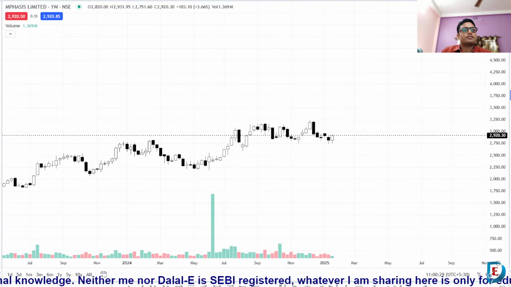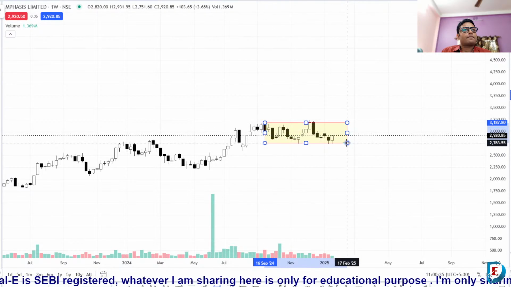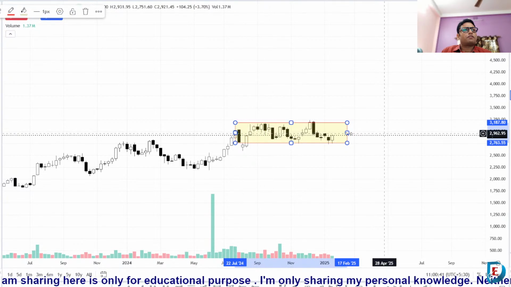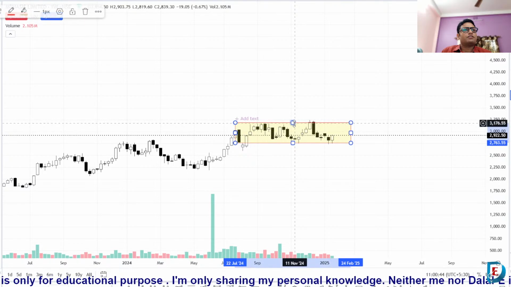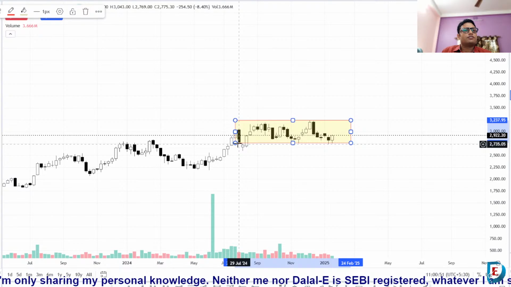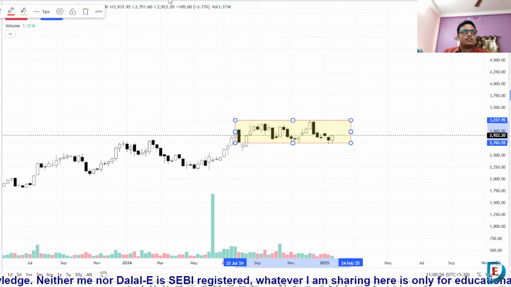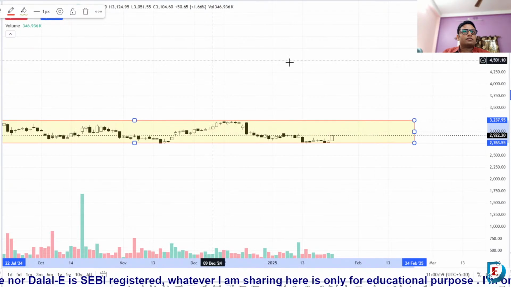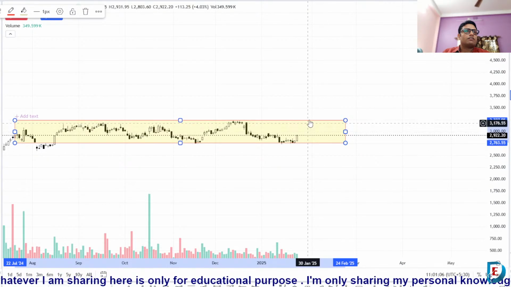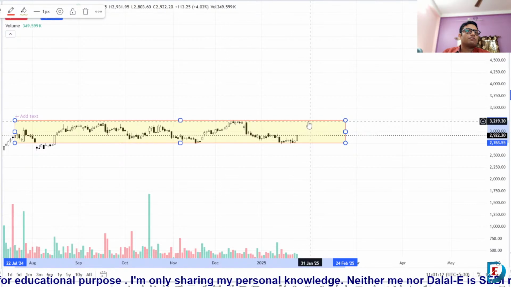It looks like it's stuck inside this range over 6 months from July 24, I guess. Yes, July 29th. Yes, from July it's stuck inside this range. So maybe one can buy here for the target of this because this is the resistance area. Maybe we may witness a fall from here again.